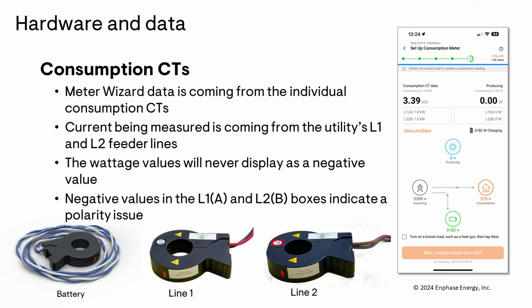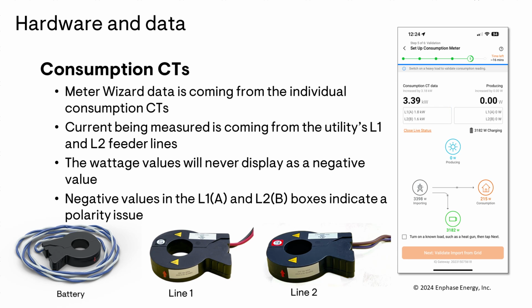With the consumption CTs, the data being displayed is coming from the individual measurements being made for each of the consumption CTs. Like the production CT, the gateway is measuring the current flowing through the middle of each of those consumption CTs and displaying that data in the L1 and L2 boxes. The total home load is the value that is derived from adding the L1 and L2 values together.